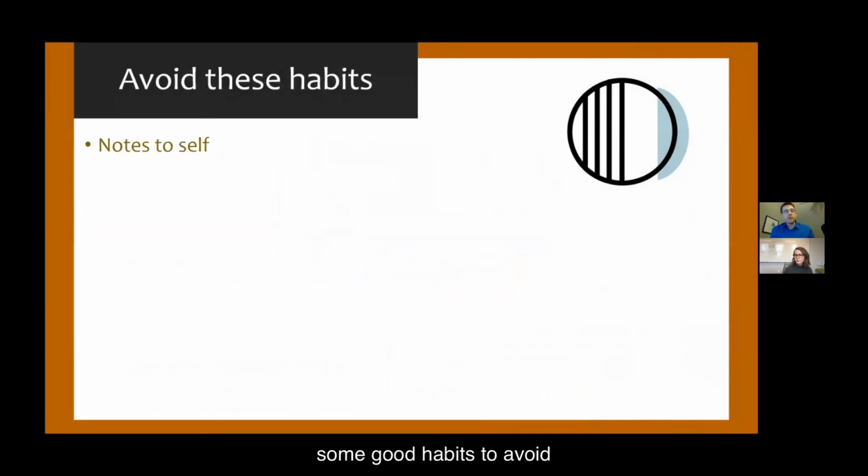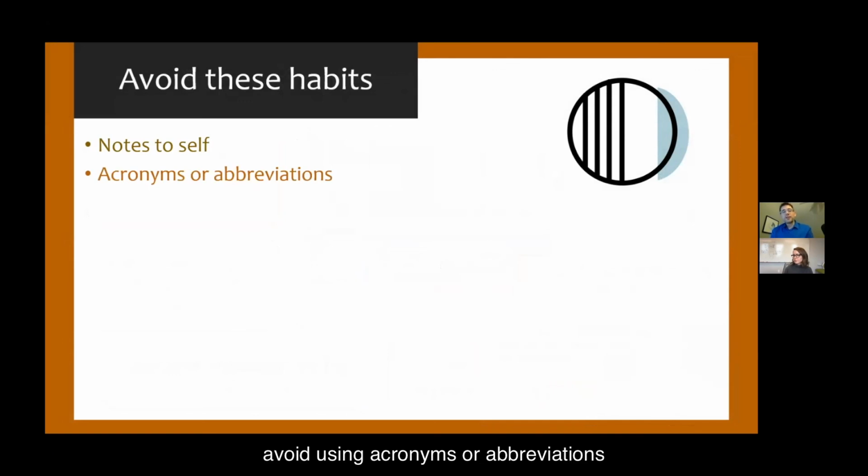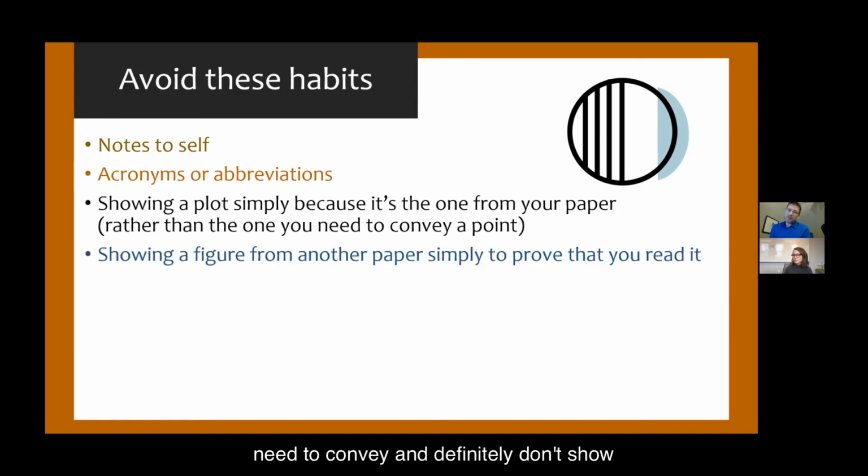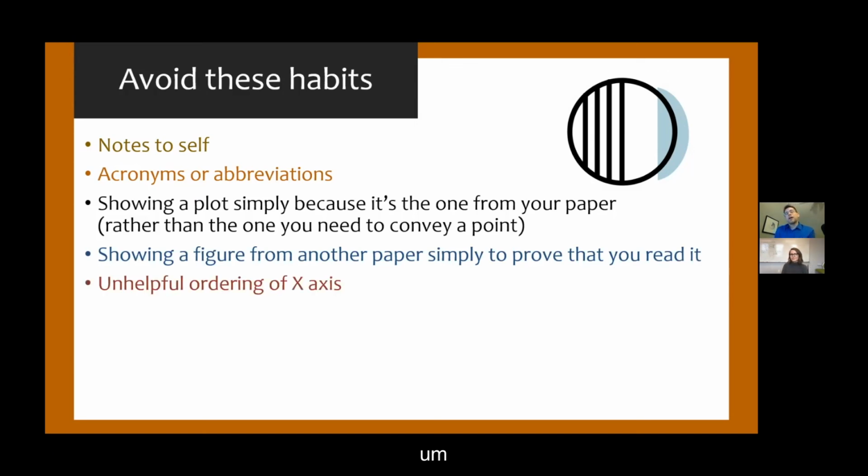Some good habits to avoid: just creating things that are notes to yourself. Make sure it's for the audience. Avoid using acronyms or abbreviations. People don't remember them. They save space, but at the cost of understanding. Don't show a plot just because it's the one from a paper. Make the plot tell the point that you need to convey. And definitely don't show a figure from a paper just to prove that you read the paper. People do that all the time.